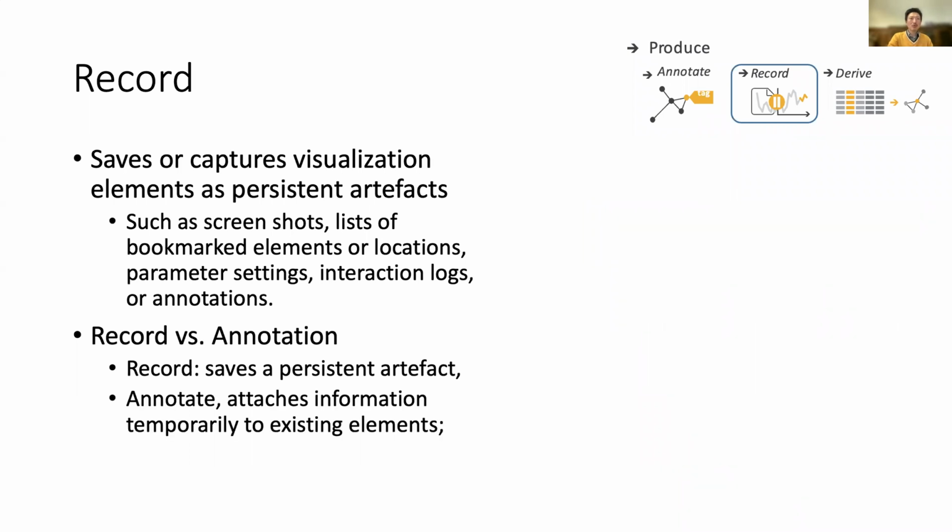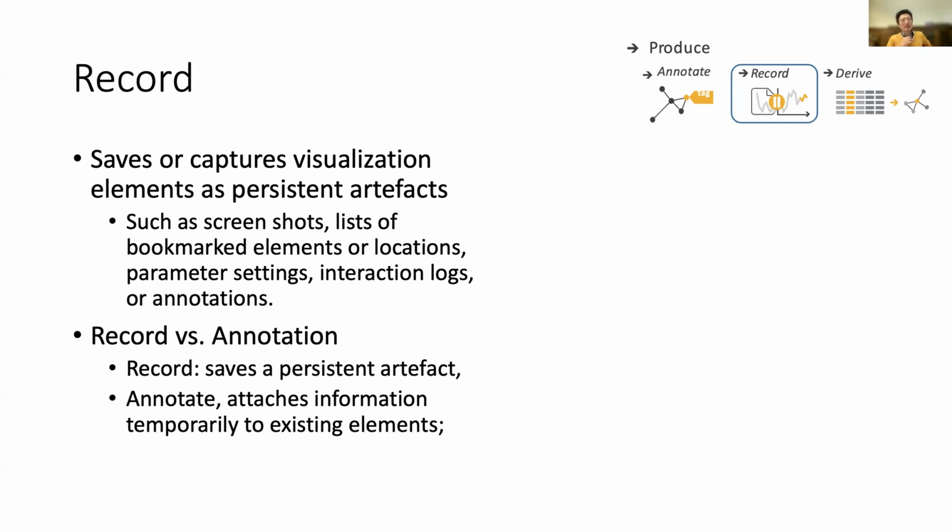I assume the record and annotation are quite obvious, and in terms of their differences, record is to capture something, and it will be either a state of the visualization or almost like a movie type of recording. So either a screen capture or a screen recording. Both are screen captures. One is a screenshot, the other is over a period of time.